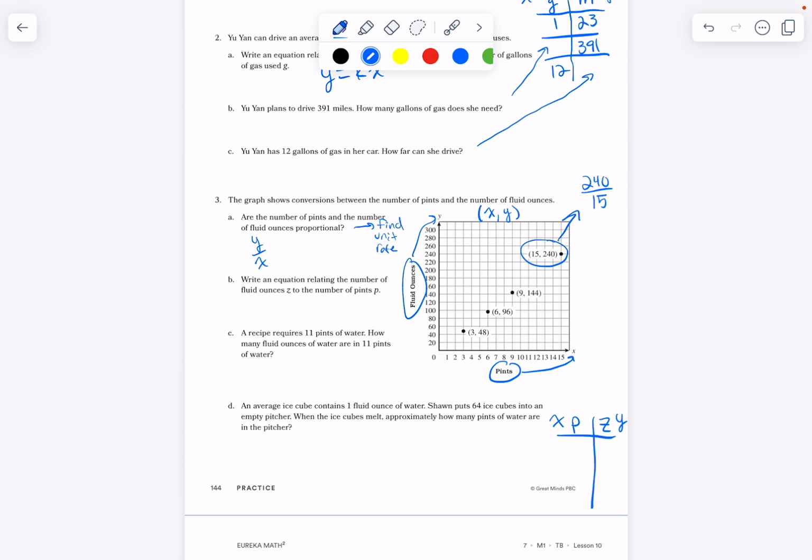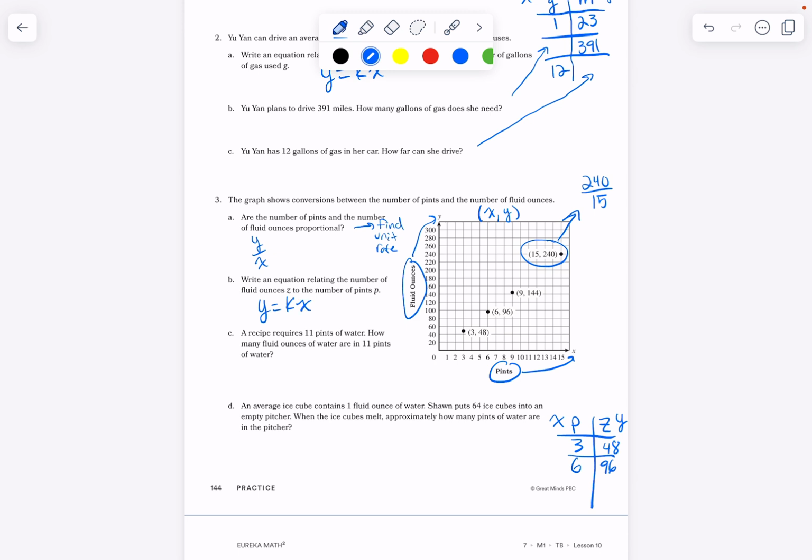Now let's put our points from the graph into the table. So my first point, I have 348 and then 696. That's going to help you organize your thoughts and ideas there. It's going to help you write your equation. And remember, the generic form is that y equals k times x.